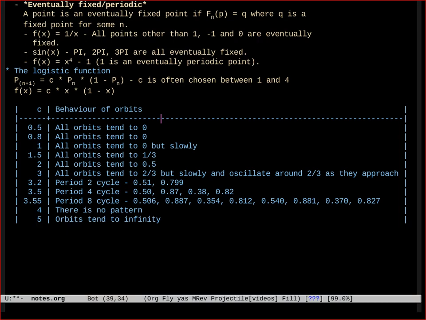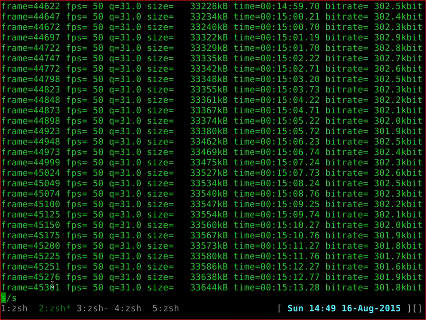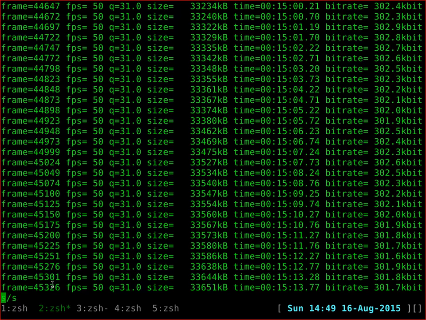We have fixed points, a few periodic points. We have no patterns. We have everything tending to infinity, all sorts of things just by changing the value of one constant. So this is the problem with nonlinear functions. It's unpredictable what they do. And what we're going to try is to make sense of this. So in the next segment, we'll talk about how we can visualize this rather than just use a simple program like this to see what's going on.